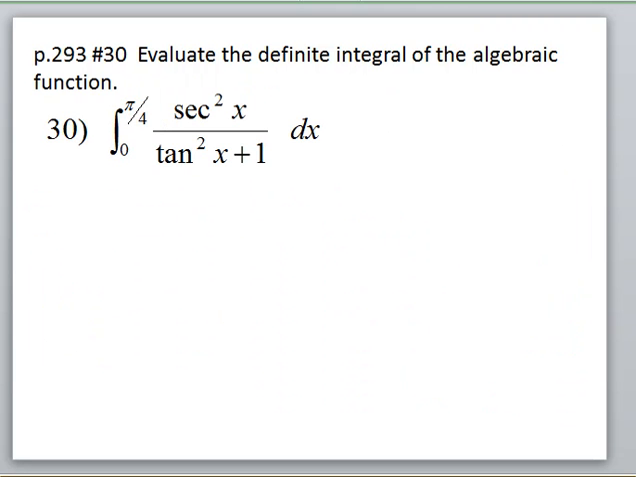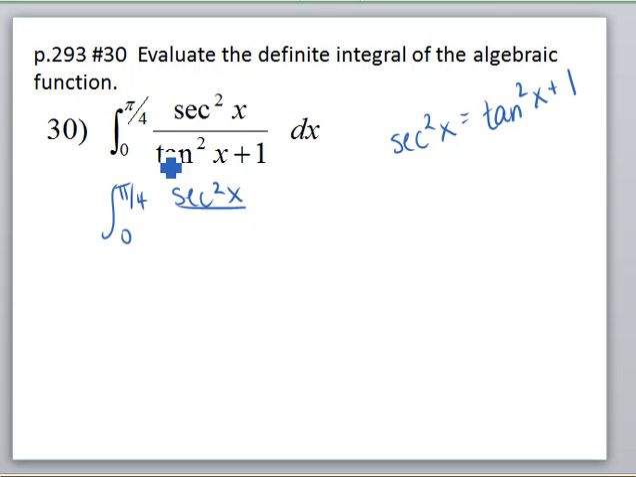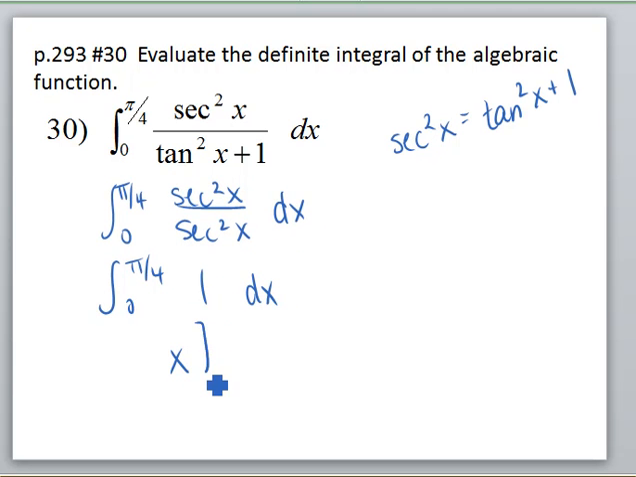The next part, you need to know a trig identity that you may not have talked about in some time, and that is this one. So in order to do this one, we need to be able to use this trig identity, and what we're going to do is rewrite this and replace the tangent squared x plus 1 with secant squared x. Then what I can do is say, well, what that really is is 1 dx. So when I integrate 1, I end up with x, and then I'm going to be finding the integral from 0 to pi over 4. And so I plug in pi over 4, and I plug in 0, minus 0, and I get pi over 4.